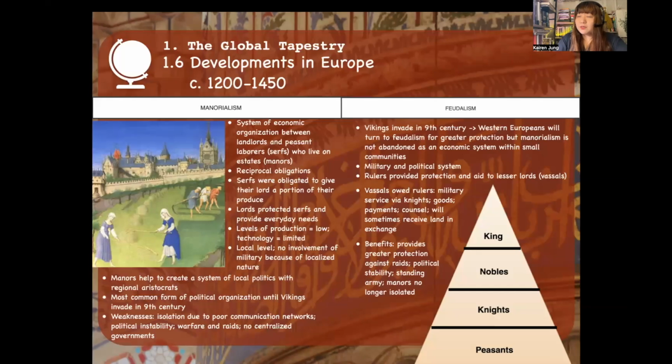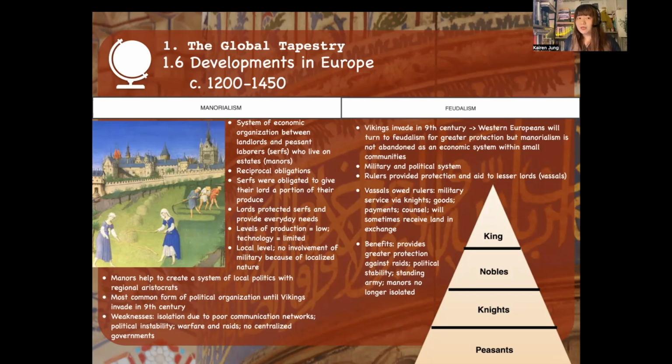So two of the main developments in Europe that you have to know at this time period are manorialism and feudalism. What is manorialism? Manorialism is a system of economic organization between the landlords and the peasant laborers, aka the serfs, who live on estates, literally manors, which is why it's called manorialism. There were reciprocal obligations, so the serfs had to give their lord a portion of whatever they produced, and the lords in return protected these serfs and provided their everyday needs. The levels of production were low, technology was very limited, and everything was at the local level because there was no real involvement of the military because of this localized nature of manorialism.